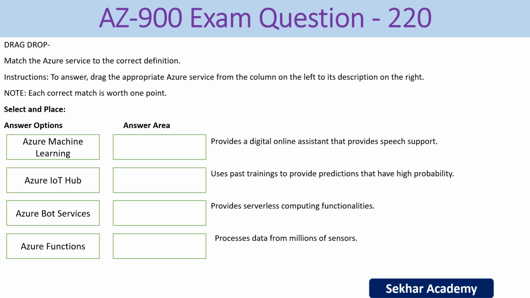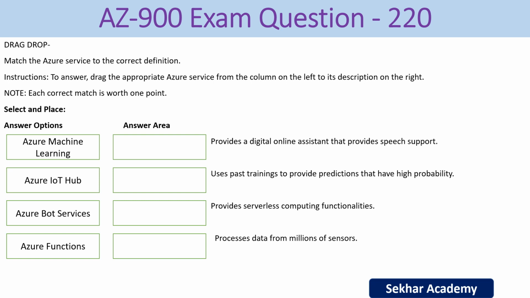AZ-900 exam question number 220. Match the Azure service to the correct definition. Instructions: to answer, drag the appropriate Azure service from the column on the left to its description on the right. Each correct match is worth 1 point. So answer options we have: Azure Machine Learning, Azure IoT Hub, Azure Bot Services, Azure Functions.